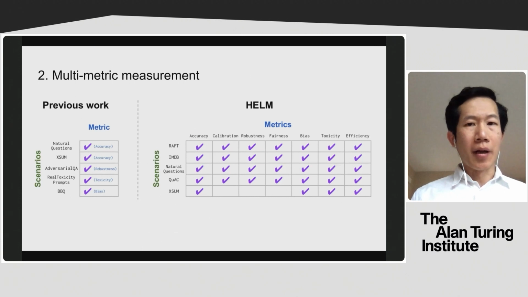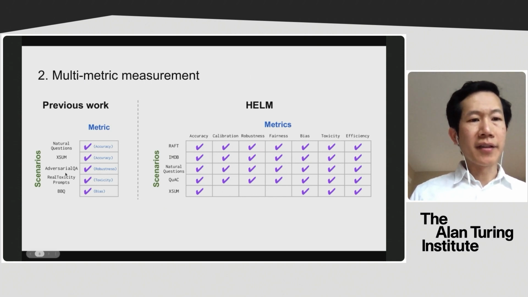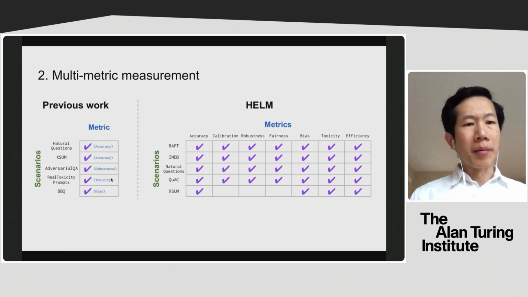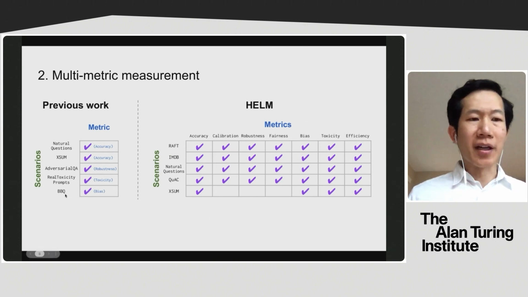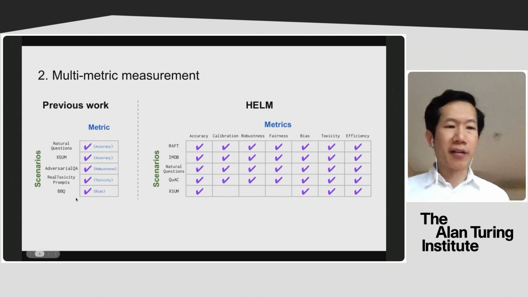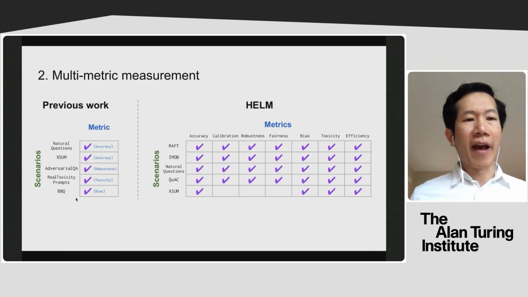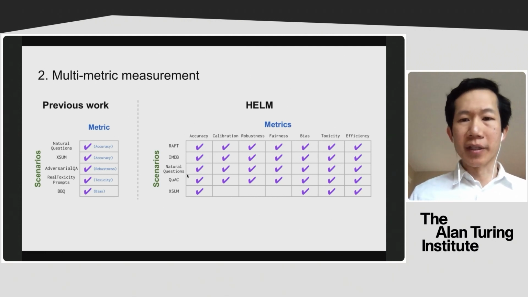The second feature of HELM is multi-metric measurement. Typically in benchmarking, you have scenarios such as these, and usually each scenario comes with one principal metric, usually accuracy, but sometimes it'll measure things like bias or robustness. A problem with this more siloed approach is that when you're looking at question answering, you don't just care about accuracy, you care about robustness, you care about fairness and all these things. By measuring bias on a completely different scenario, which may be less ecologically valid, maybe you don't really get a sense of how biased your language model is under real conditions.